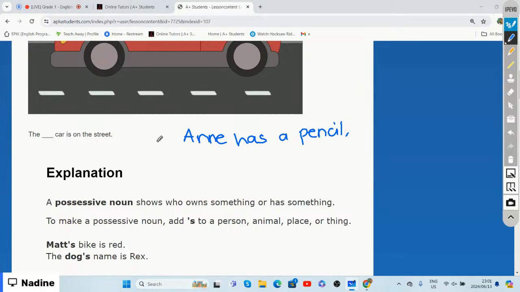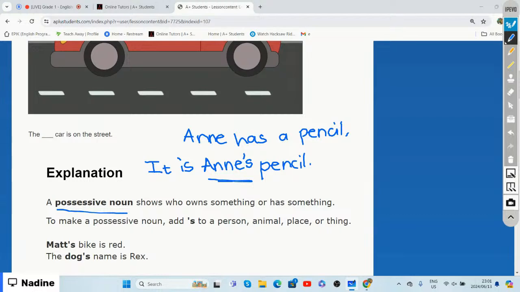And then when we make a possessive noun, we can say it is Anne's. Now we put an apostrophe and an S. You see, we put an S and apostrophe. It is Anne's pencil. So whose pencil is it? It is Anne's pencil, because it is something that belongs to Anne.